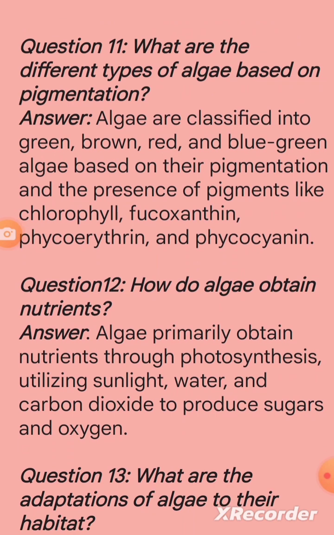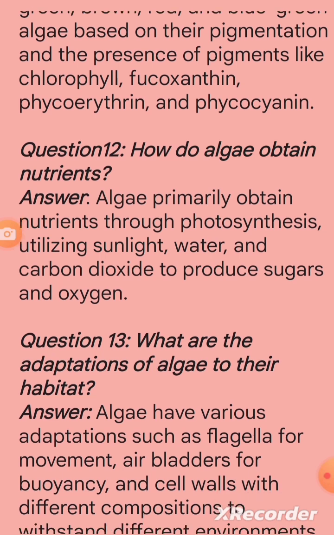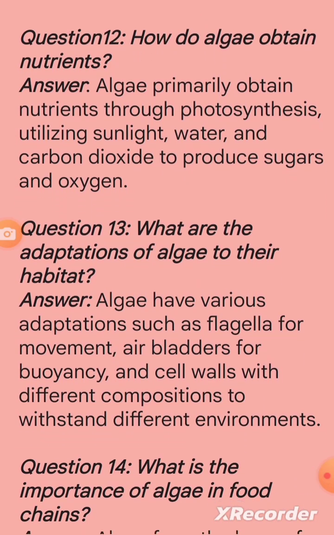Question 12. How do algae obtain nutrients? Answer. Algae primarily obtain nutrients through photosynthesis, utilizing sunlight, water, and carbon dioxide to produce sugars and oxygen.